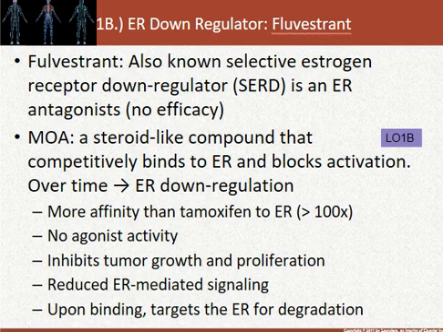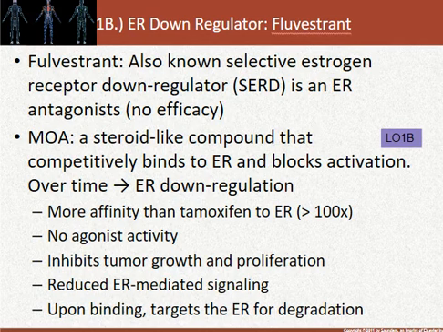This is in contrast to the previous group of drugs, the SERMs, which are partial agonists, and there obviously is some efficacy at the receptor level. From a mechanistic standpoint, this drug is a steroid-like compound that competitively binds to the estrogen receptor, and it blocks its ability to become activated. So over time, this results in estrogen receptor downregulation.